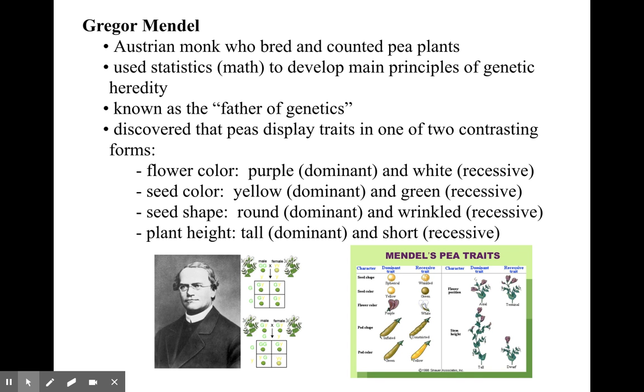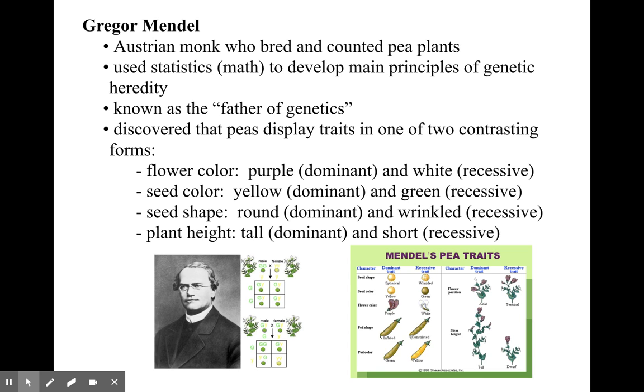Now, where did our little story of genetics come from? You would think maybe a scientist, but that would be incorrect. It wasn't a scientist who discovered how genetics really works, but instead an Austrian monk. So a monk is a religious person that lives in a monastery with other monks. So they tend to keep to themselves. And in doing so, they usually grow their own food. And Gregor Mendel was one of those gardeners. And they grew peas in the garden.